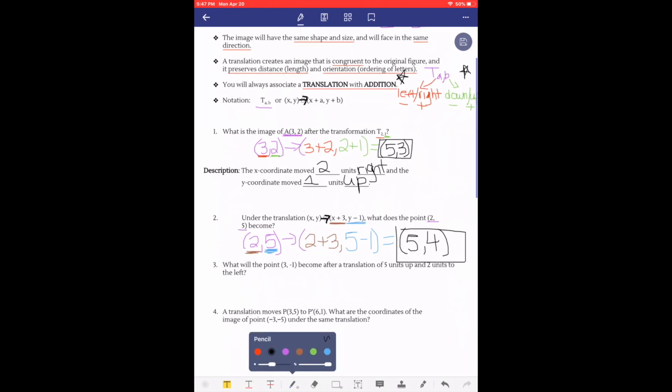For question 3, what will the point 3, negative 1 become after a translation of 5 units up and 2 units to the left? So 5 units up. Remember, up means that it's a positive number, so we would be adding 5. And up is also associated with the y value, so that's a y plus 5. 2 units to the left, well, left we said we're subtracting a number, so it would be x, because x tells me left or right, x minus 2.